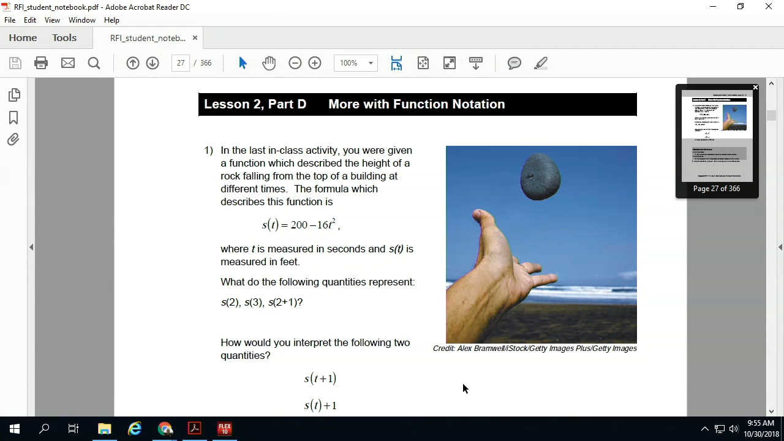Okay? Here's the question that we're going to be answering when we come back from the break: how would you interpret the following two quantities? S of t plus 1 and S of t plus 1. We'll see you after the break.